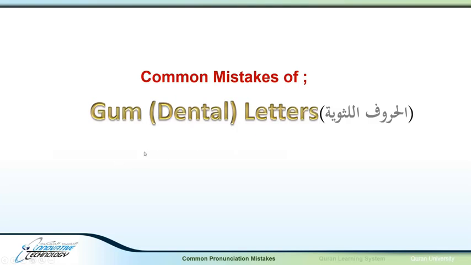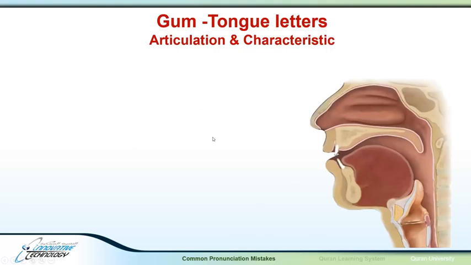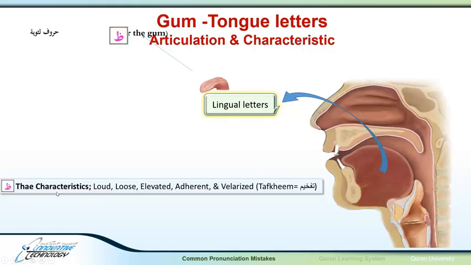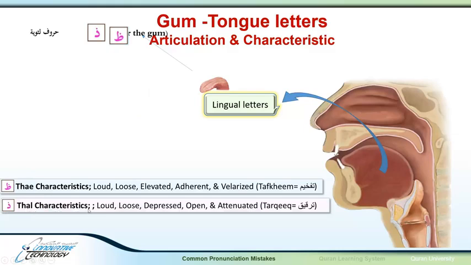Now we are going to discuss the common mistakes of the dental letters, al-huruf al-lathawiyya, the gum letters. The gum letters are a group of the lingual letters and they articulate at this area, at the gum, and hence the name. The first of those is the dha. The dha is characterized by being loud, loose, elevated, adherent, and velarized. It has tafkhim. The second letter is the dhal. The dhal is characterized by being loud, loose, depressed, open, and attenuated. It has tarqiq.